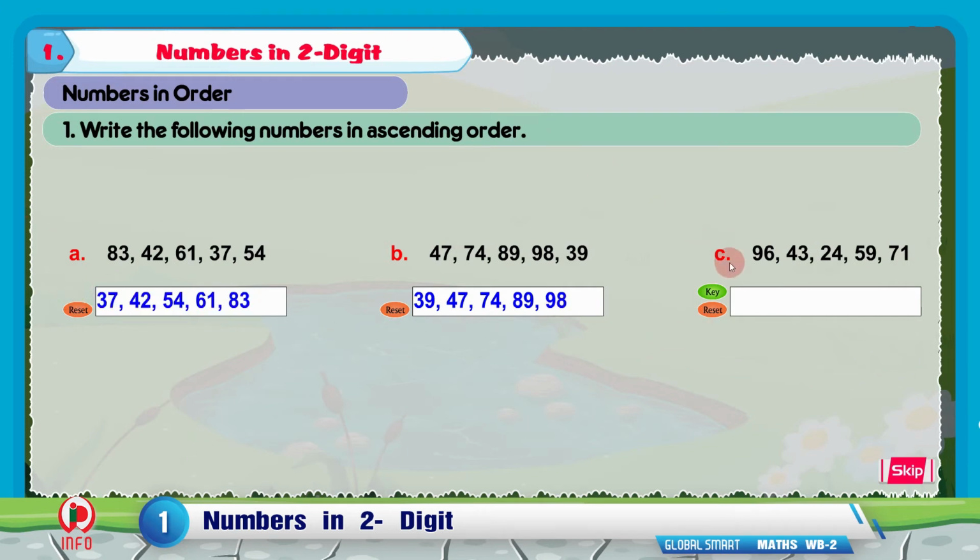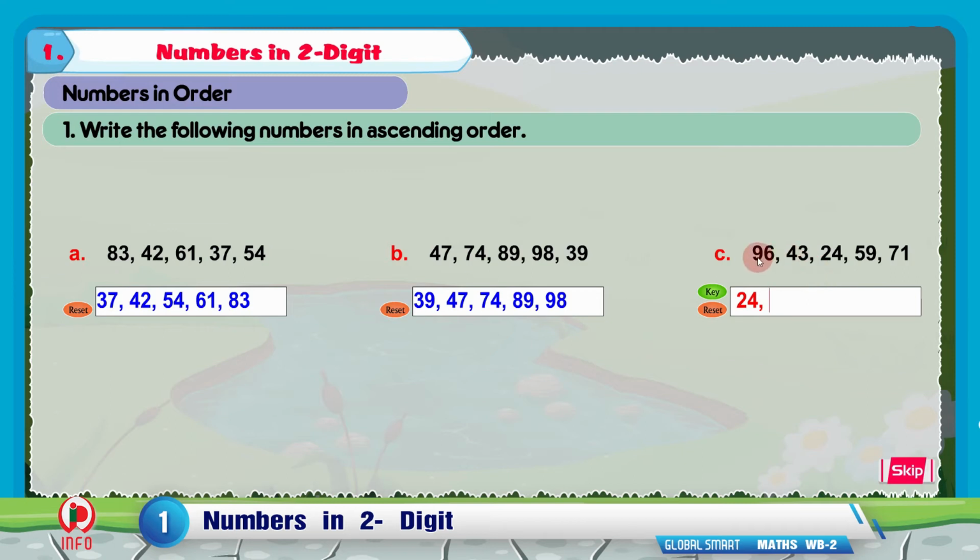Now the C bit. Here we have all 2-digit numbers. So the ones place, this is the tens place. So all the tens place digits we have to compare now: 7, 5, 2, 4, 9. So here 2 is the smallest of all. So 24 is the smallest of all these numbers. We will write first 24 as the smallest number.